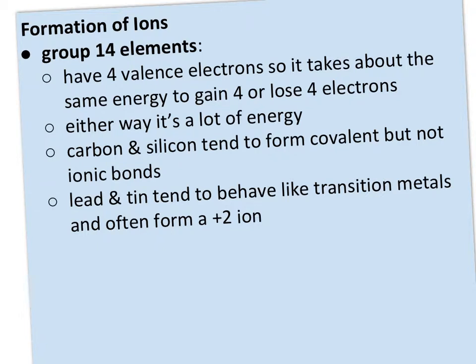So what carbon and silicon tend to do is form covalent but not ionic bonds, whereas lead and tin, the 2 metals in that group, tend to behave like transition metals, and they often form a +2 ion, although they do also form a +4 ion.